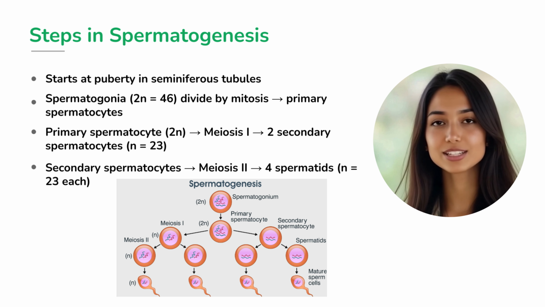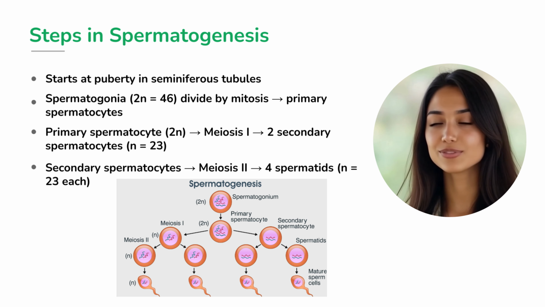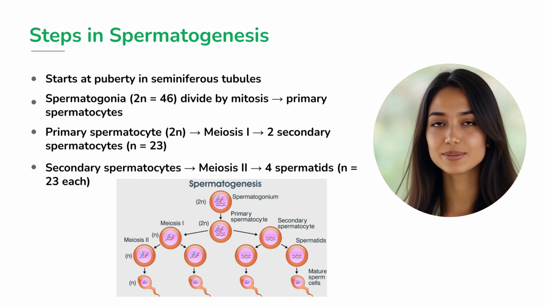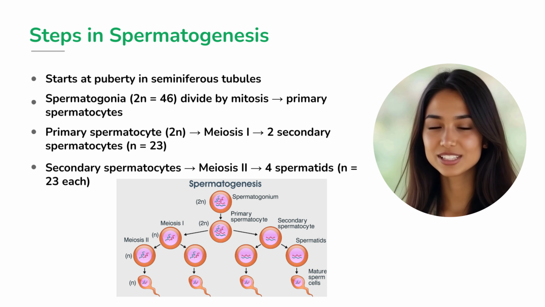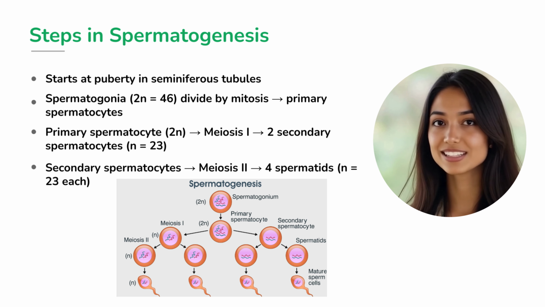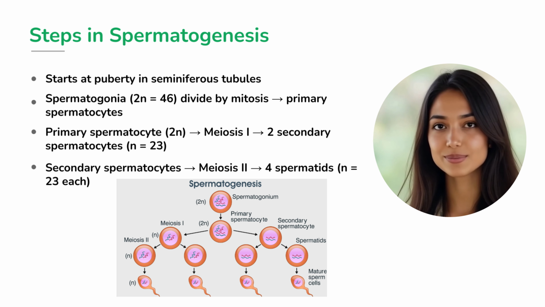Some differentiate into primary spermatocytes, which also have 46 chromosomes. These undergo the first meiotic division to produce two haploid secondary spermatocytes, each with 23 chromosomes. The secondary spermatocytes then undergo the second meiotic division to form 4 haploid spermatids. So, 1 primary spermatocyte gives 2 secondary spermatocytes, then 4 spermatids, each spermatid having 23 chromosomes.